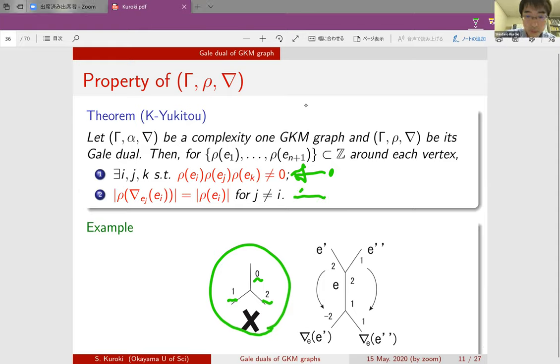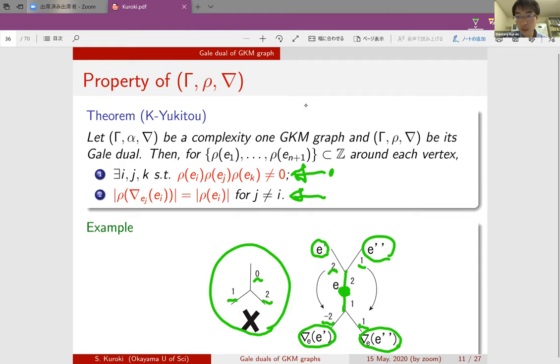Okay. So the second condition says this. Let's think about the connection along this edge E. For example, E' corresponds to ∇E', and E2' corresponds to ∇E2'. And the second condition says that their Gale duals have the same absolute value. So in this case, it's okay because 2 and minus 2 have the same absolute value, and 1 and 1 have the same absolute value. But please notice that this condition doesn't say anything about this part. So we can choose any numbers on this edge.